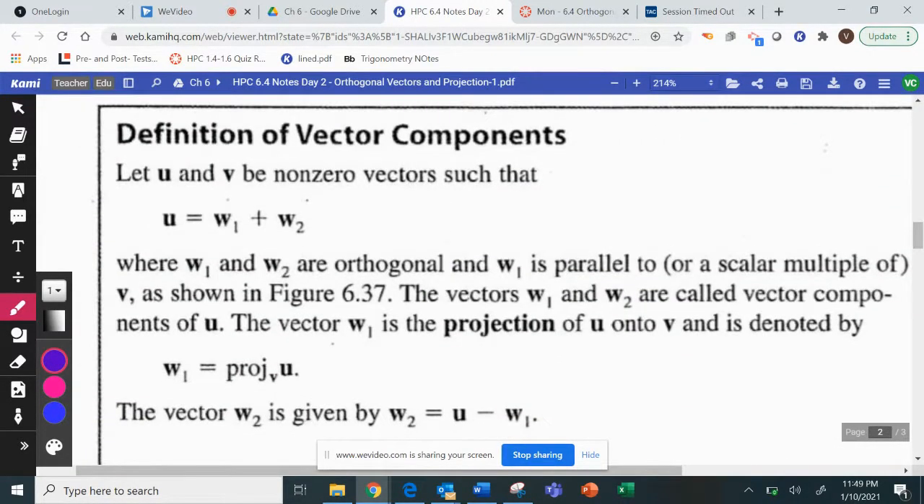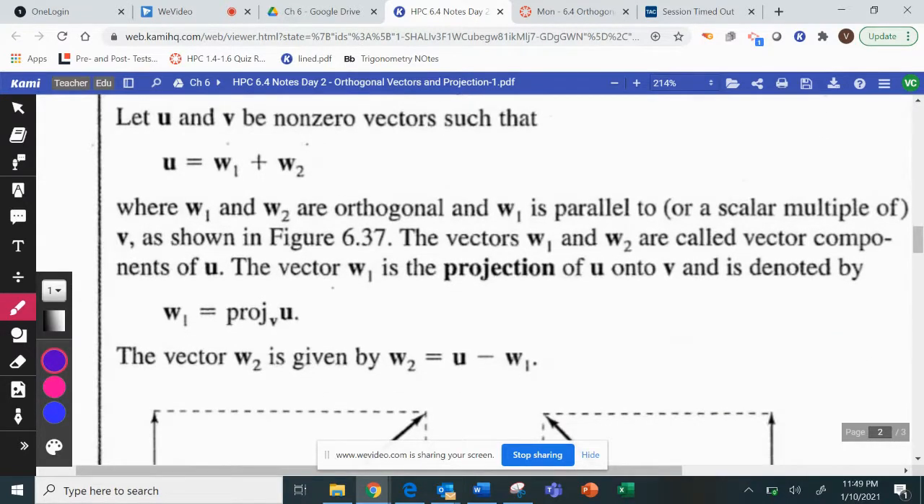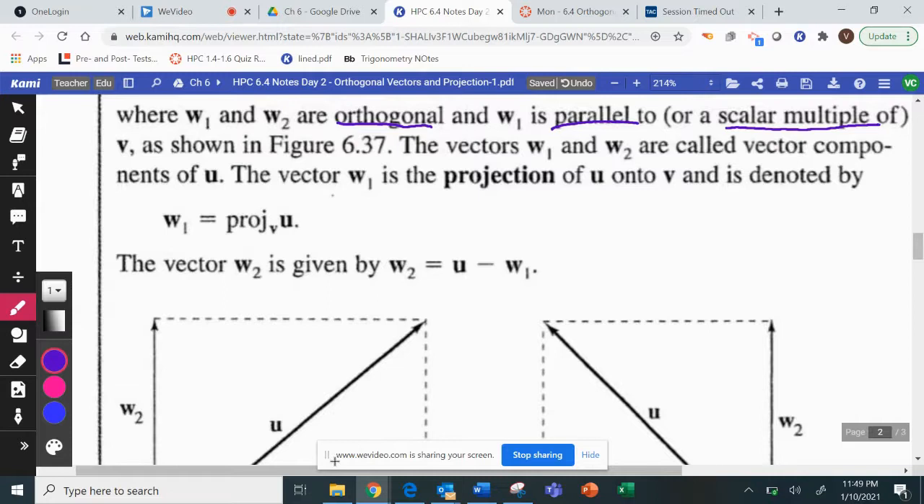Okay, definition of vector components. We're going to let u and v be non-zero vectors such that u is equal to vector W sub 1 plus vector W sub 2, and W sub 1 and W sub 2 are orthogonal. And W sub 1 is parallel to or a scalar multiple of vector v, which we'll see in figure 6.37 below. And then the vectors W1, W2 are called vector components of u.